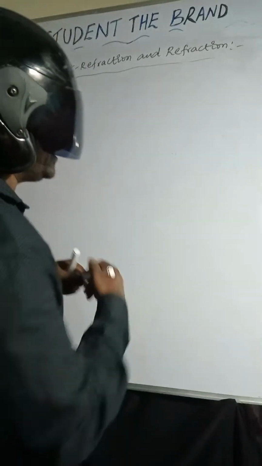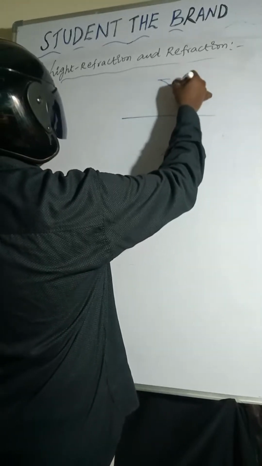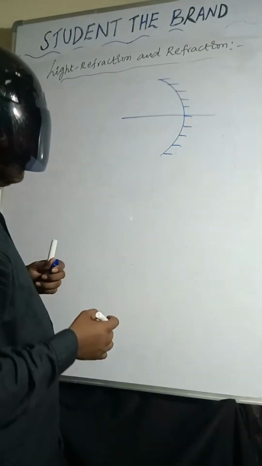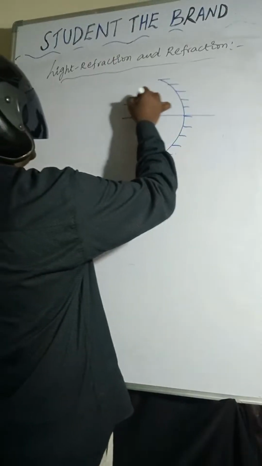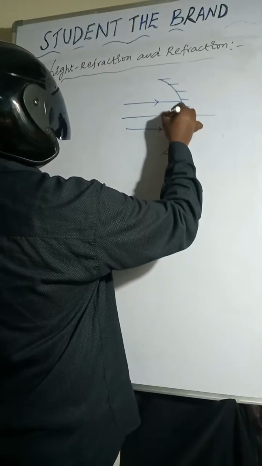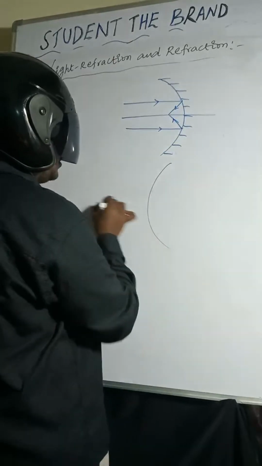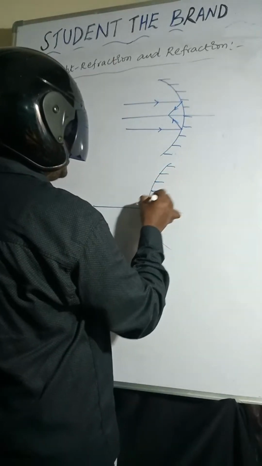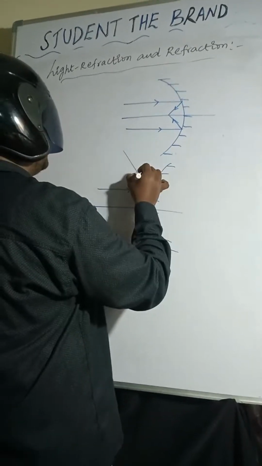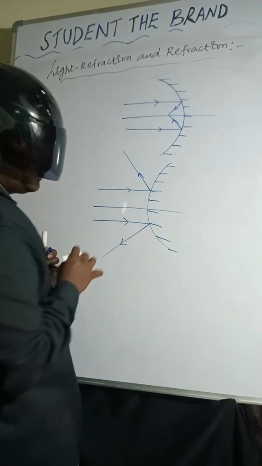So reflection takes place inward. So I am taking the concave mirror here. Reflection takes place inward is called concave mirror. Reflection takes place outward is called convex mirror. So here reflection is taking place inward. After reflection, light rays are moving towards the principal axis. Coming to the convex mirror, after reflection, light rays are moving away from the principal axis.